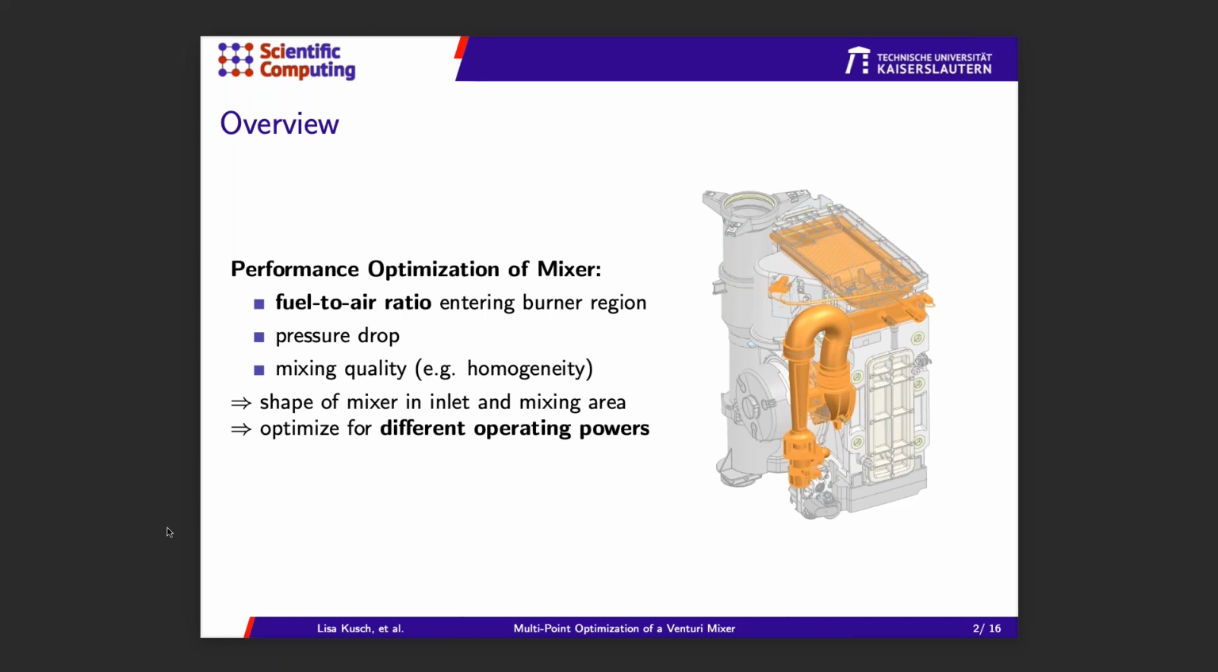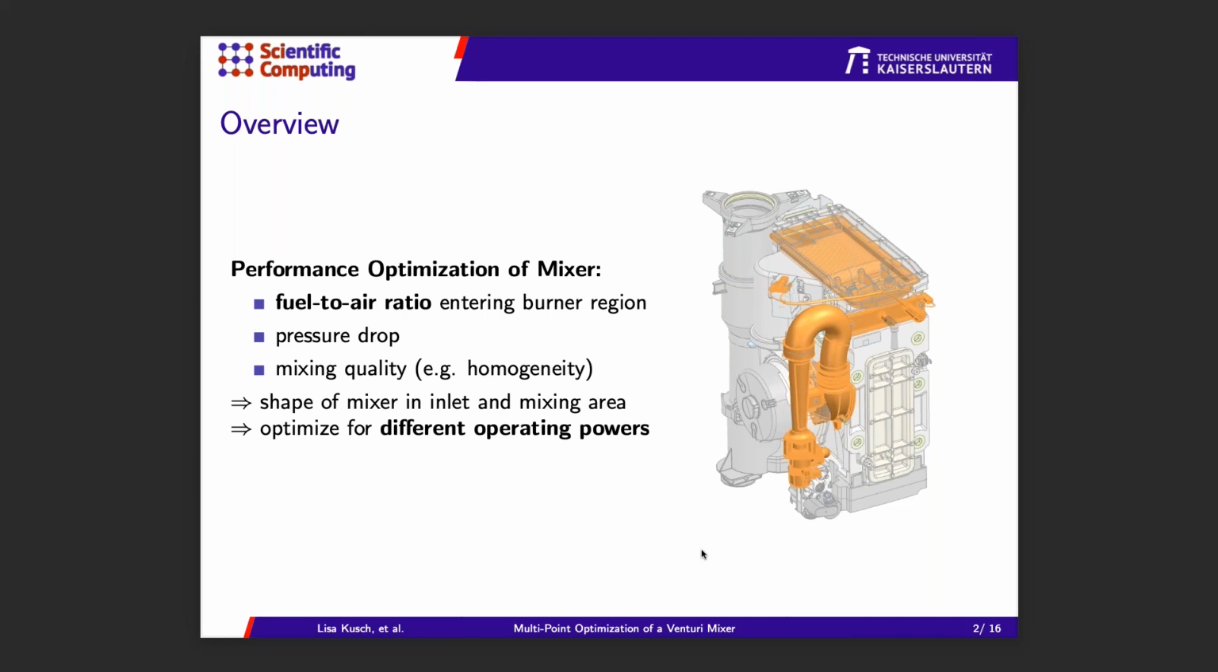And what we are mainly interested in is that this mixer is concerned with mixing the fuel, in our case methane, and air before it enters the burner region, and then it significantly impacts the performance of the whole heating unit. And next to that, we are also interested in looking at the pressure drop in the system, because this makes a part of the pressure drop, and especially also looking at the mixing quality, so not only achieving a certain fuel to air ratio, but we want to have, for example, some homogeneity in the mixing.